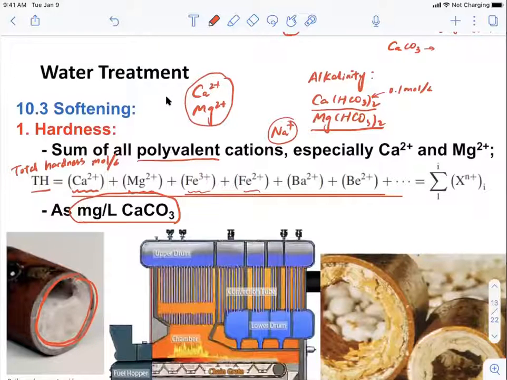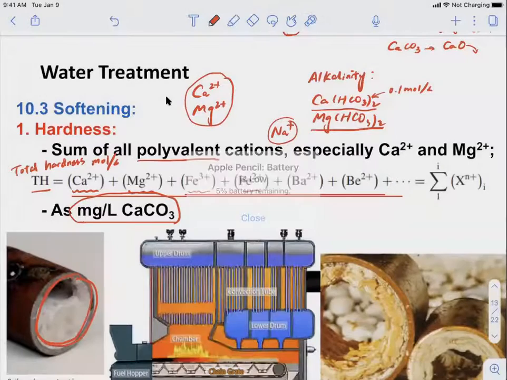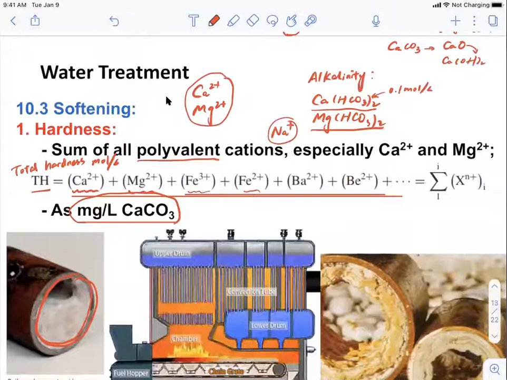And then they're going to bake it. Under high temperature, this is going to change into calcium oxide. And when you dissolve it into water, let's say just throw it into the treated water here, it's going to form calcium hydroxide, okay? So for each mole of calcium bicarbonate, it's going to react with one mole of calcium hydroxide.